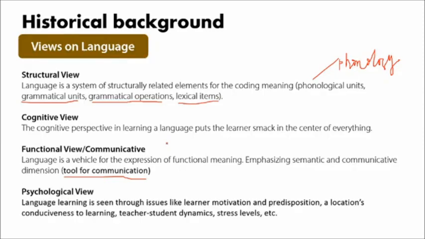And then the last one we have here, the psychological view on language teaching. According to the psychological view of language, language learning is seen through issues like learner motivation, predisposition, the location, conduciveness to learning, the teacher-student dynamics, the stress levels, and so on. These could affect language learning as well.